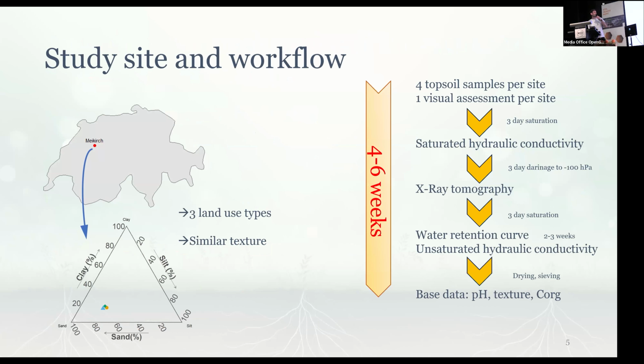So how did we approach this? We chose a site in the canton of Bern, close to where I live. We chose three sites: one forest site, one grassland site, and one arable land site. We knew from an already ongoing project that they had quite similar texture, as you can see down here, to not rule out, but at least make textural effects as small as possible. So what we did then, we went to every site.